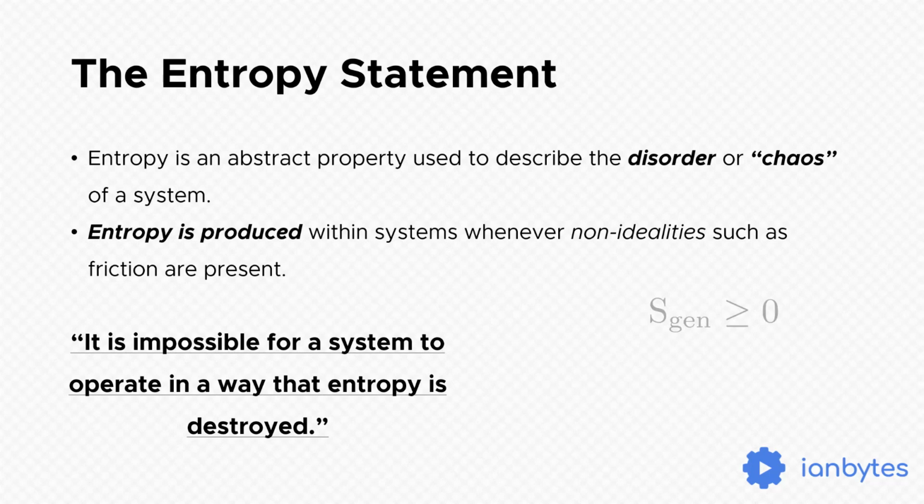Mathematically speaking, ito yung sinasabi nating for all real processes, the entropy generation Sgen or entropy production Sprod is greater than 0. If the process is ideal, then the entropy generation is just equal to 0.